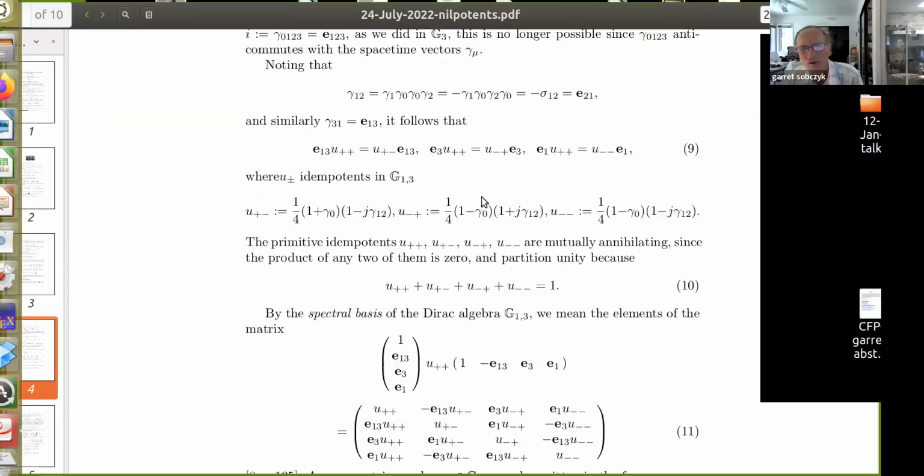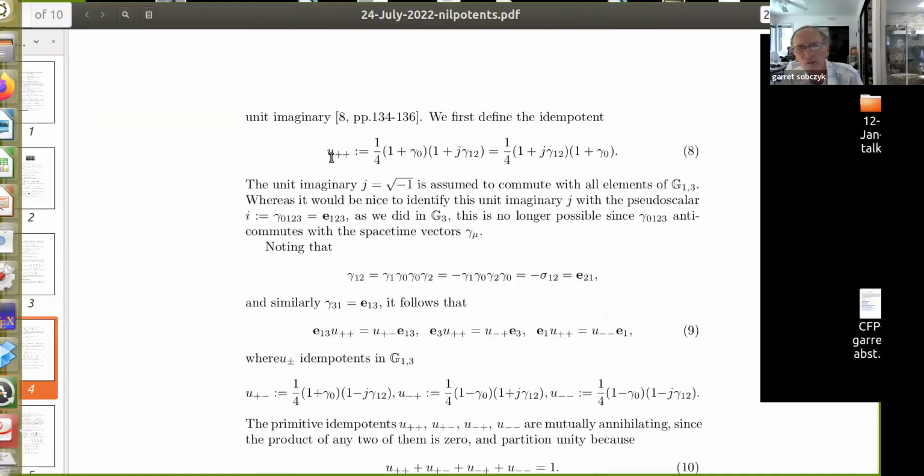But here are the idempotents. U plus plus, this is one idempotent, 1/2 (1 plus gamma 0). That's an idempotent. And 1 plus J times gamma 1, 2. J is assumed again to be the square root of -1. It commutes with all these elements because it's in the center of the algebra again. So again, it allows a complete geometric interpretation of Dirac matrices. And of course, that's exactly what Hestenes is doing in all his papers using space-time algebra, as he calls it.